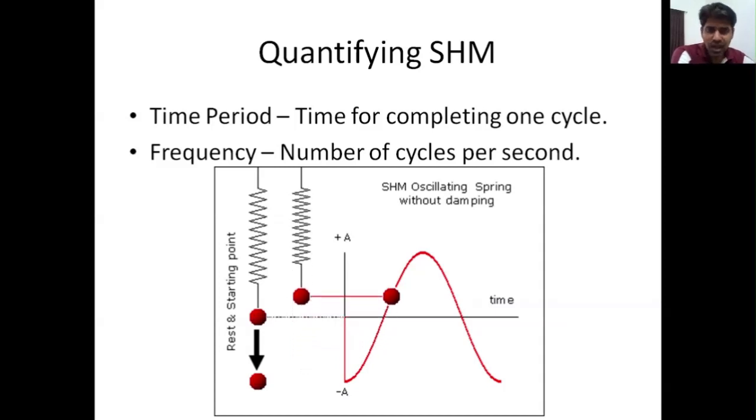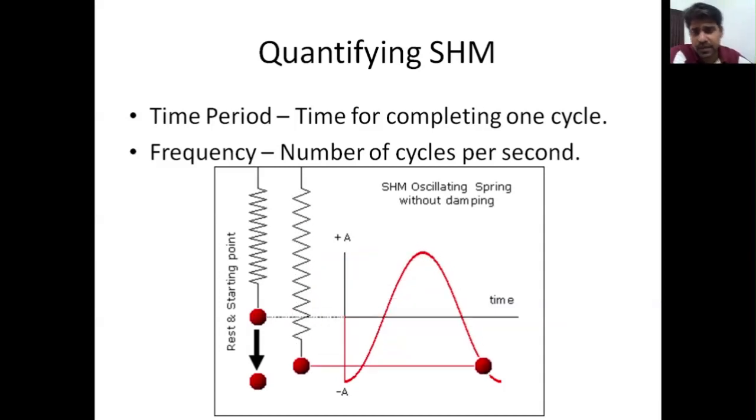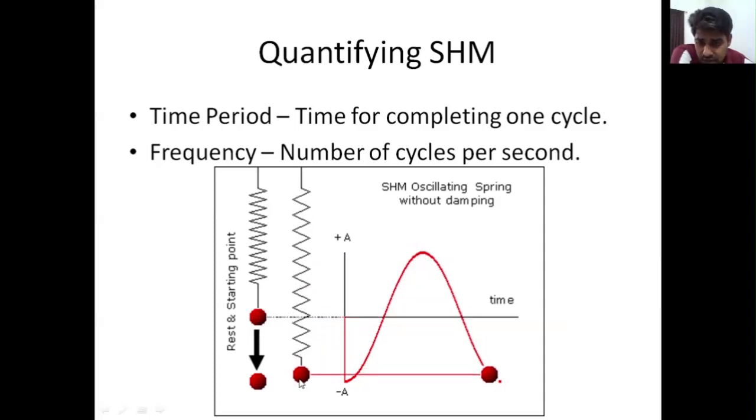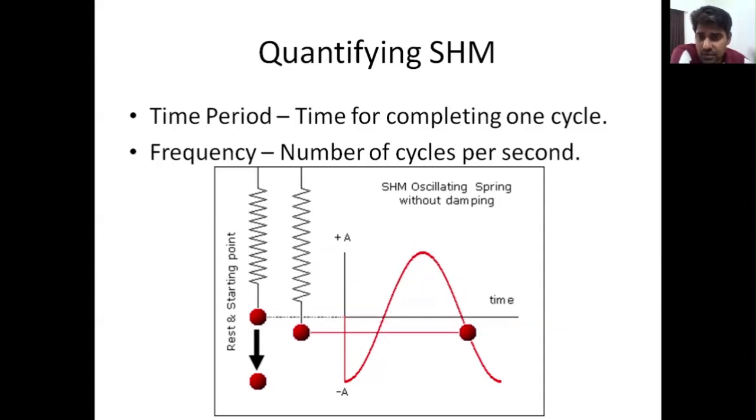Now, how to quantify simple harmonic motion? That's what we are going to try here. This figure, we are going to use this concept again when we are deriving the expression. So what you have is a spring. This is the unloaded position. When the load is not there, the spring will be like this. Now I'm starting my experiment by pulling this spring down to this point. When I leave it, it goes back and keeps oscillating.